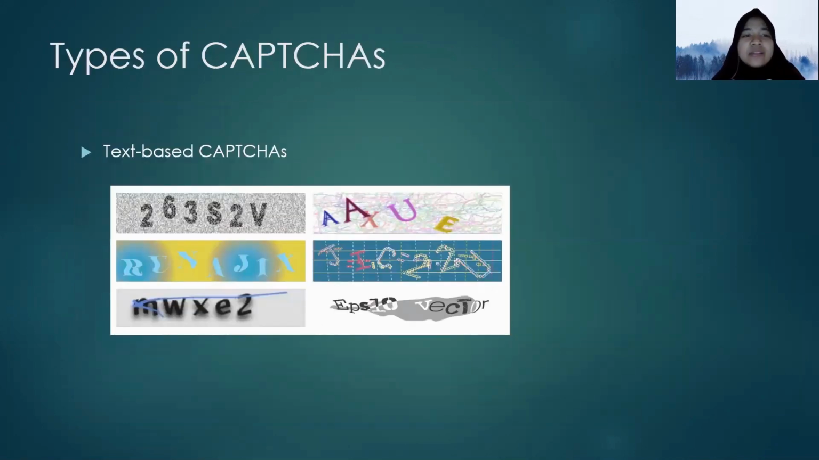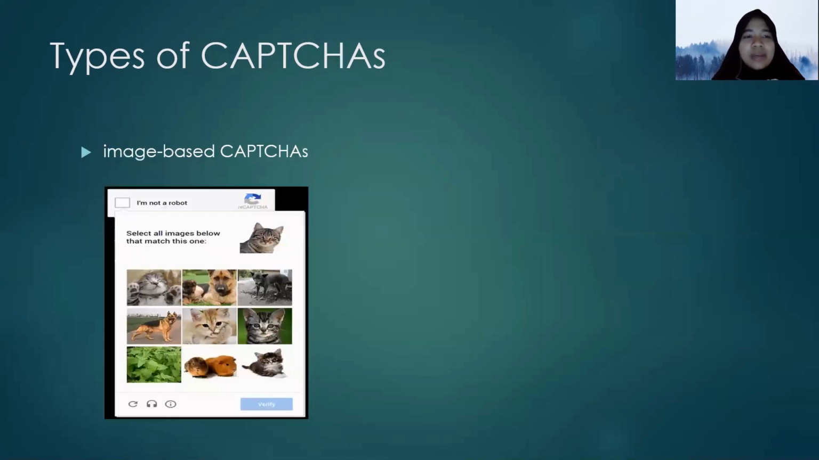So these are the types of CAPTCHAs that the CAPTCHA provider will give to the user to prove that they are human. This type is text-based CAPTCHAs, and this type is image-based CAPTCHAs.